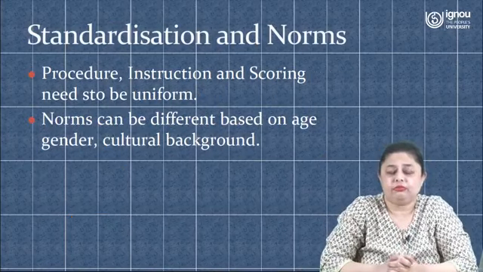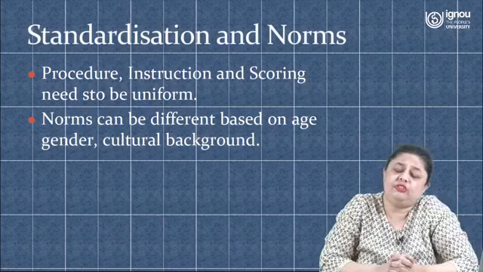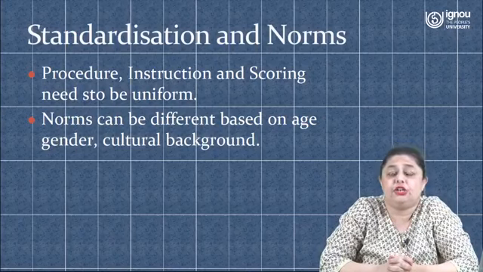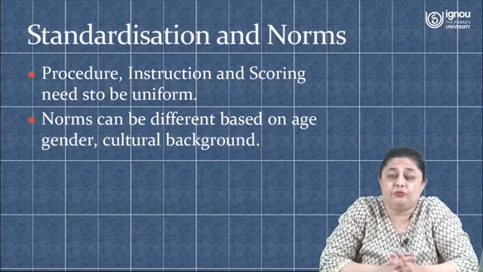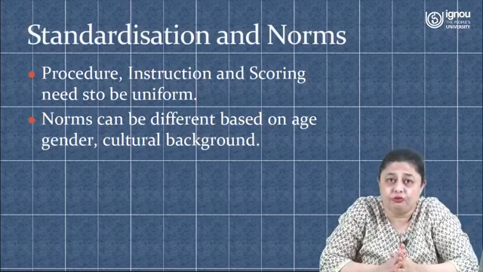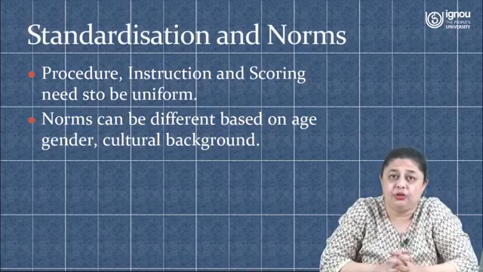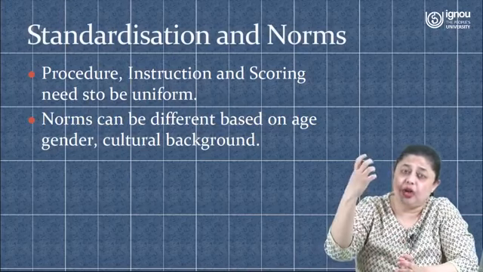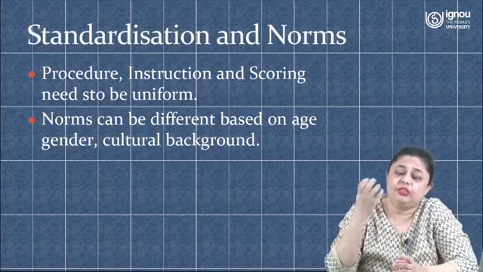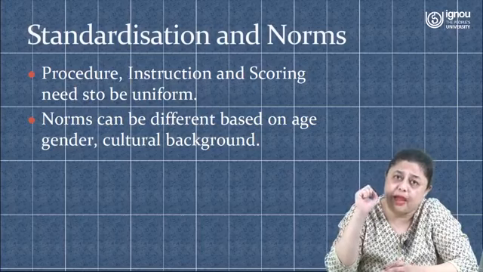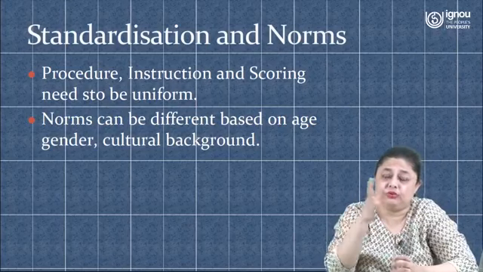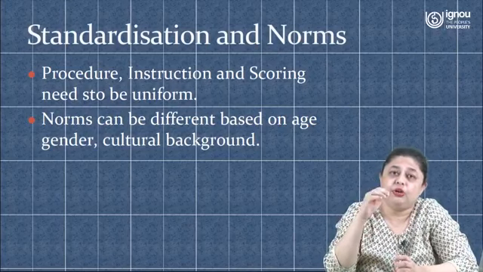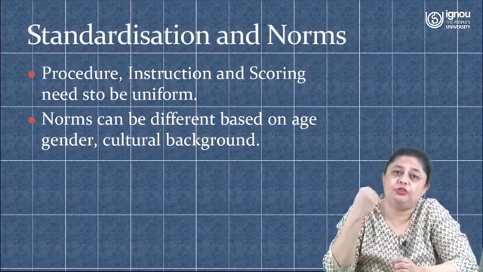Standardization and norms. In the overall process of test construction, standardization and norms play an important role. As I spoke about standardization, the procedure, the instructions, and the scoring need to be uniform. Whenever you are asked to administer a psychological test, you have to go through the manual properly, from the first page to the last page, and see what procedure is to be followed and how everything is to be done.